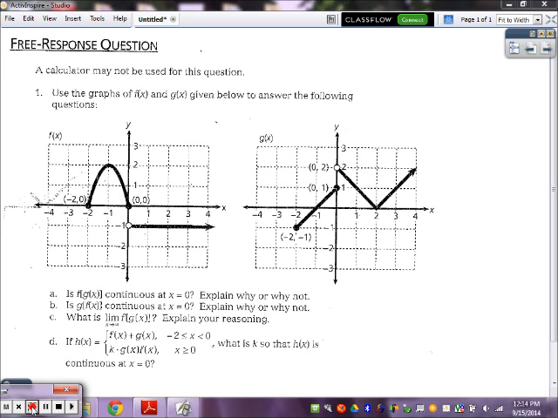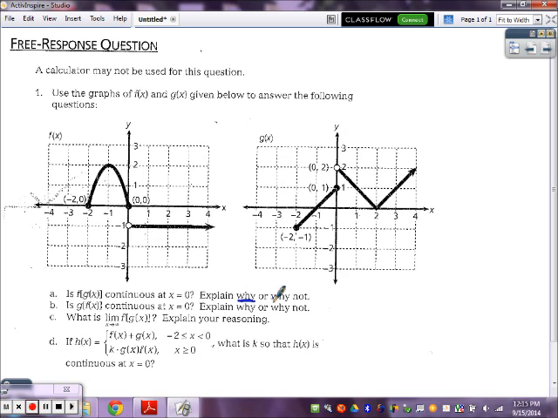1a asks, is f of g of x continuous at x equals 0? Explain why or why not. So the key here is that in order to explain why something is true, you have to use a formal definition, a theorem, a property. You have to state something that's been proven true in order to support your argument that something exists or is continuous or differentiable or whatever it is. So in this case, we're trying to support continuity.